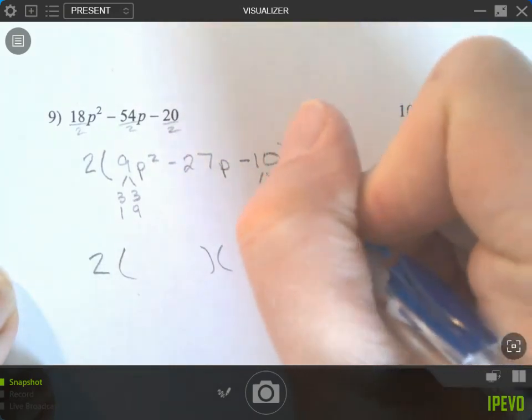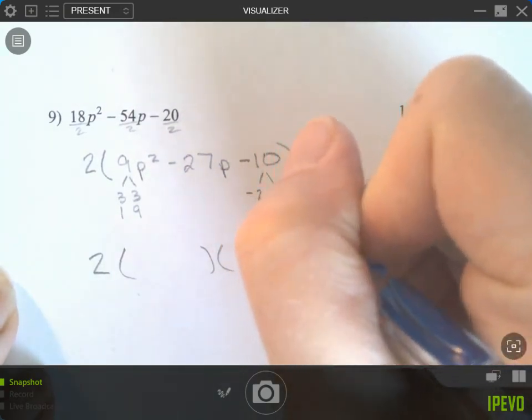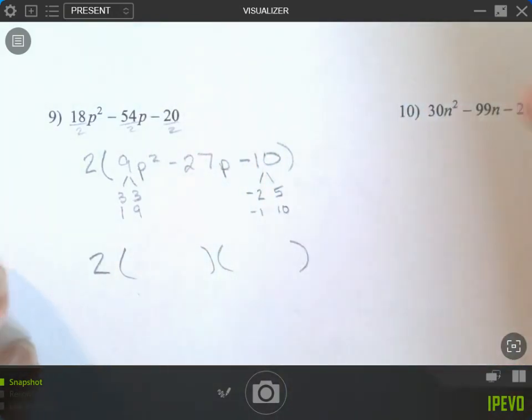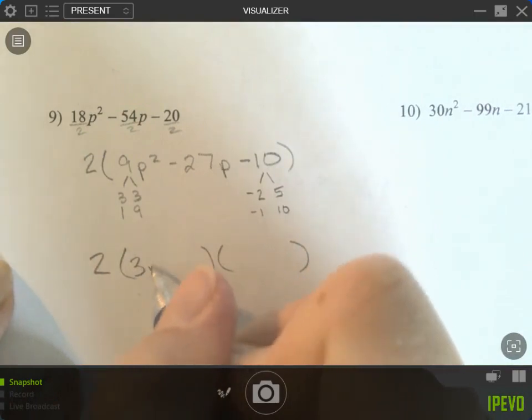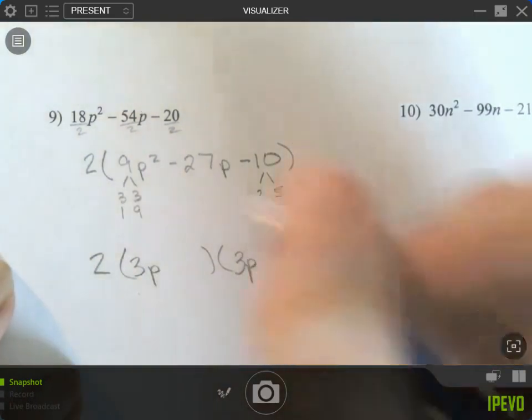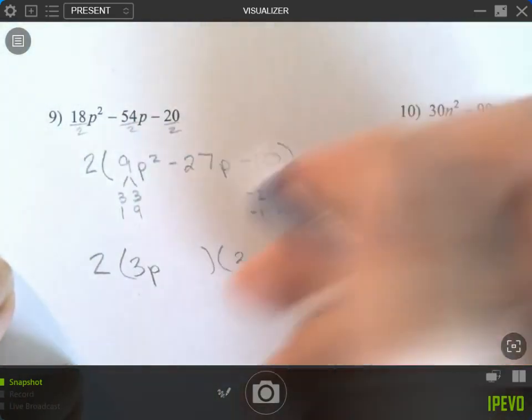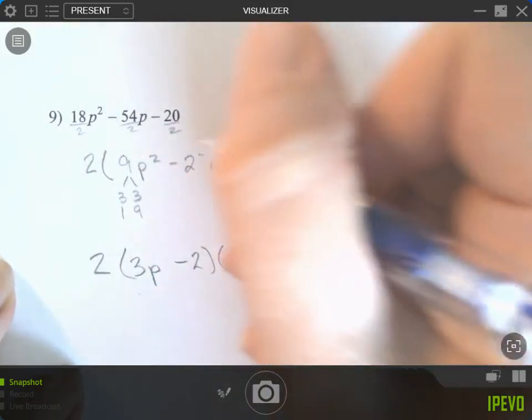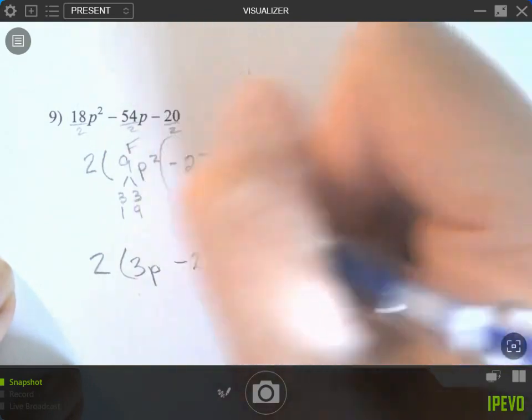What are my options for negative 10? Negative 2 and 5, negative 1 and 10. So I cut some of the work out of here. I'm going to try the double 3's, 3p and 3p. I know it works. The negative 2 and 5, I'm going to try it. So I know I got the first and last. I'm looking at the outer and the inner.